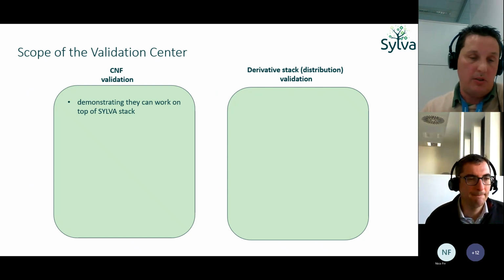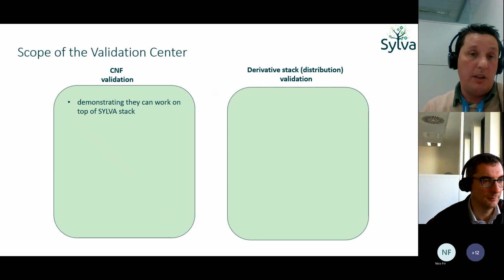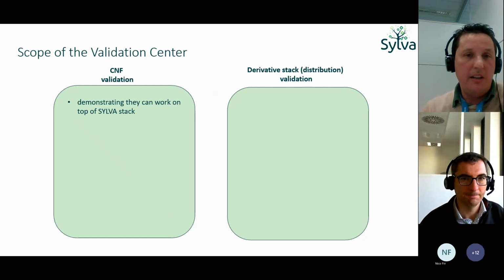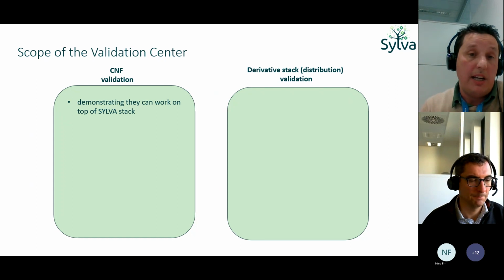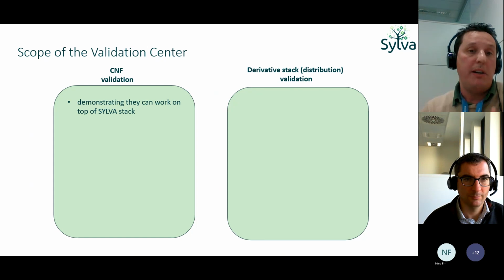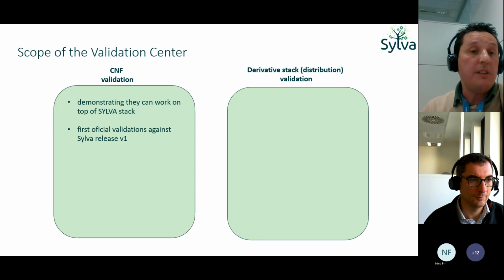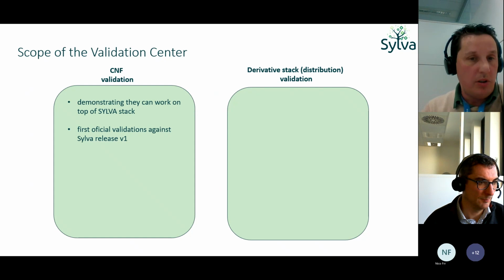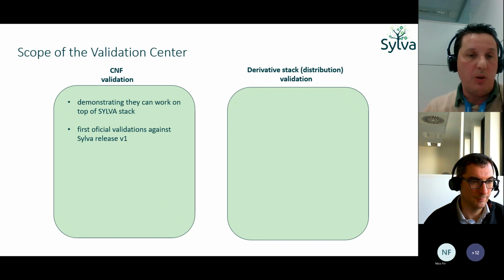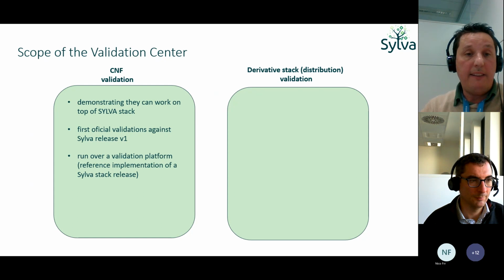I always say applications because the concept of network function, everybody relates it to the core, but Open RAN also has network functions, and edge applications are actually functionalities that will be running on top of Sylva. So demonstrating that they can work. First official validations will be done against release version 1, the one in June, but we are already working on that and running the first cycles with some network functions. To do that, what we have to do is have a validation platform in the beginning, and this is what we call the reference implementation of Sylva.